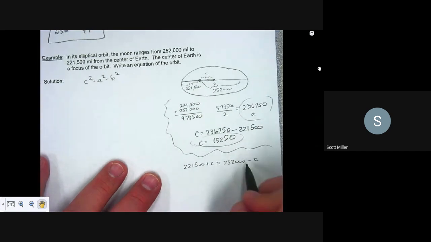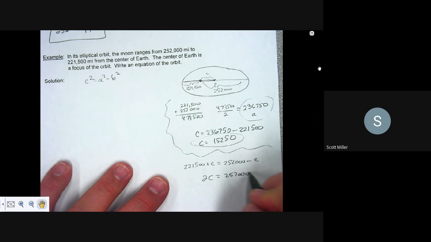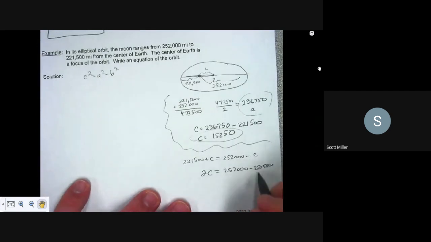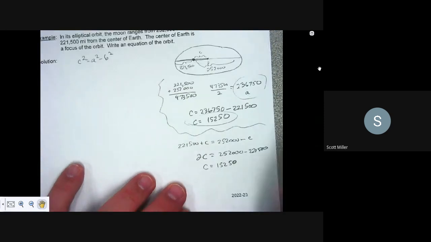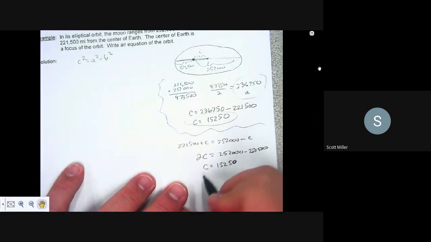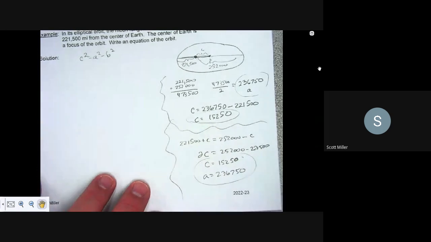So these both equal A, and I can solve this. I move the C over here, you get 2 C's is 252000 minus this, and what you end up with is, subtract that, divide by 2, and I get C is equal to that same number again. And if C equals that number, then I can find the A number, which is, since I know C, this distance plus that one, and so I have A is again the 236750. So two ways to get the same answer, just so you can see it.